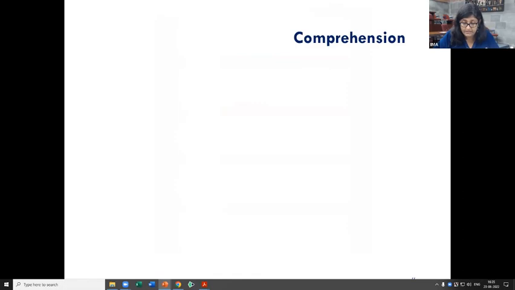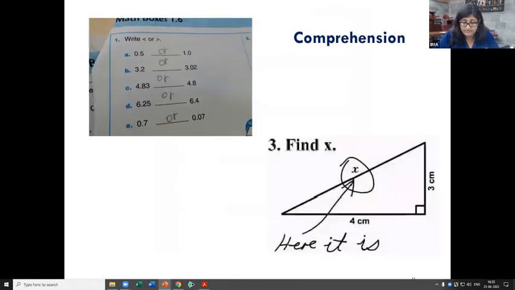You find many funny things on the internet, and this is what I found, that how people comprehend things differently. Greater or lesser, but the way the person comprehended it is, or I don't know how to show this here. Or find X. Well, here is X. So different people comprehend a question differently.